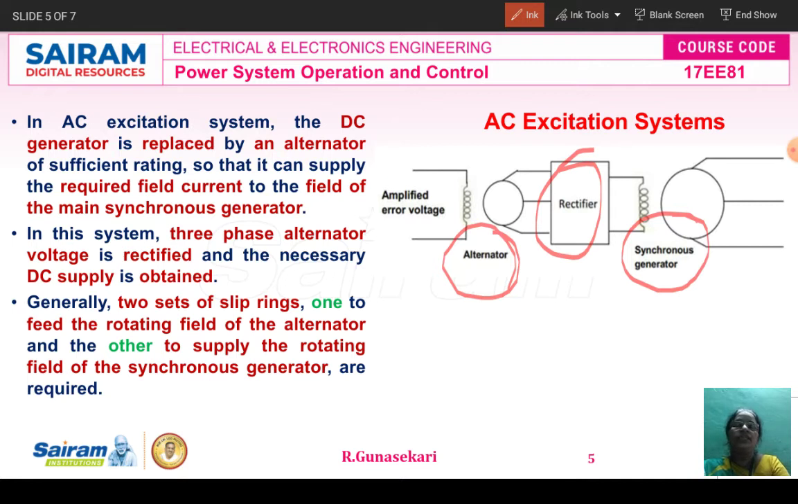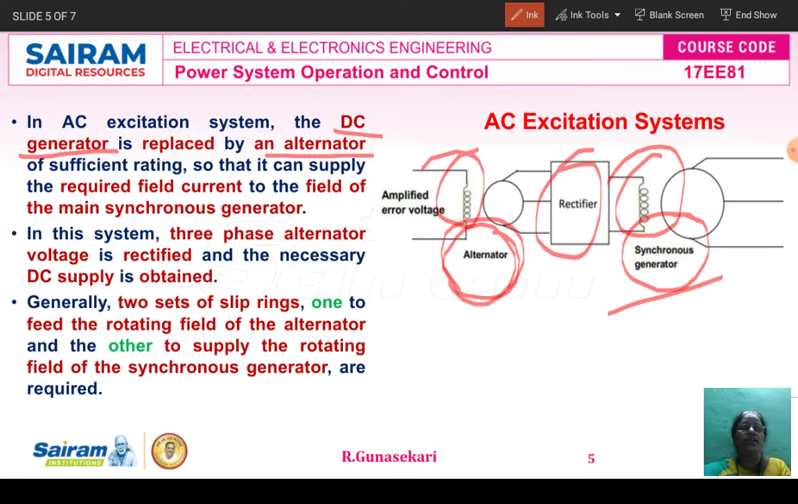In the AC excitation system, the DC generator is replaced by an alternator. In the DC excitation system, the DC generator is used as the exciter. But in the AC excitation system, the alternator is used as the exciter for the excitation purpose. So therefore, the alternator can supply the required field current to the main field winding of the synchronous generator. This is the main field winding of the synchronous generator. This is the field winding of the alternator, that is the exciter.